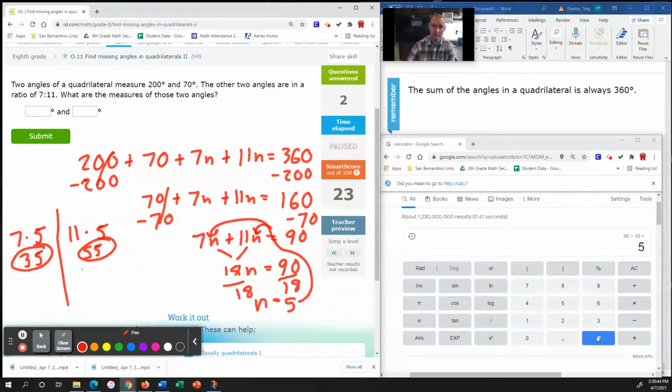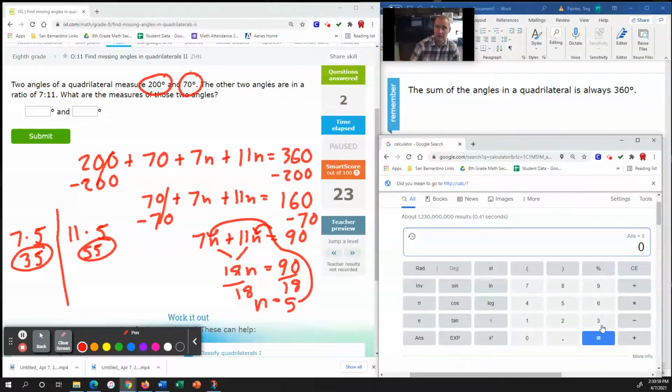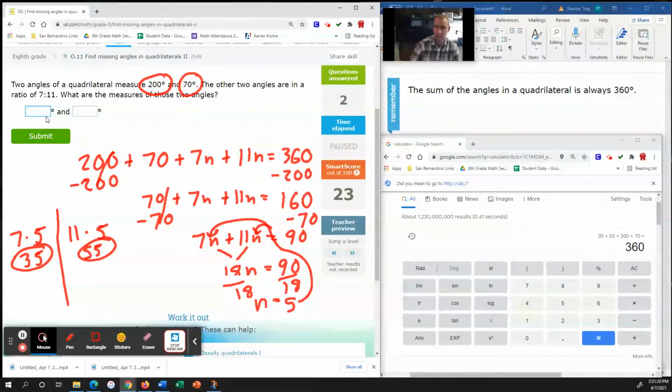Now, here's what I would do. I would take the calculator and check. Does 35 plus 55 plus 200 given from us up here and 70 here, does it add up to 360? If it does, we're looking really good on this problem. So I'm going to use the calculator for this. So here we go. 35 plus 55 plus 200 plus 70. Cross my fingers, 360 degrees. We got this one correct. So now, as long as I can type it in the box correctly, we're good.